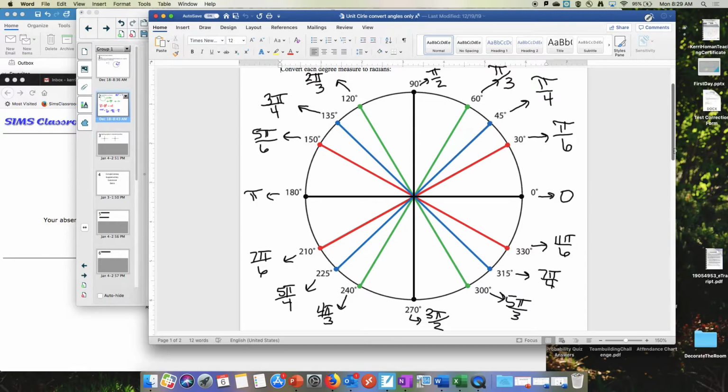Are these conversions familiar to you? Okay, I'm hoping that they are. Especially those of you who came from Algebra 2, you are very familiar with these. 240 is 4 pi over 3. 210 is 7 pi over 6.